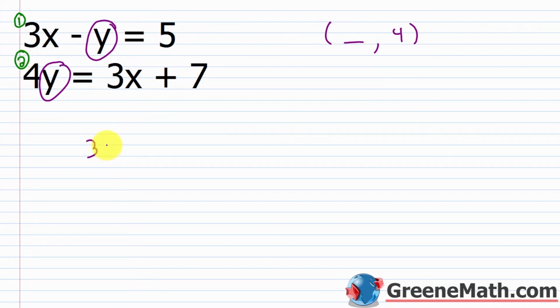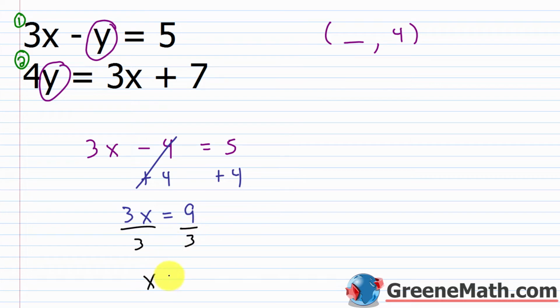We have 3 times x minus, plug in a 4 for y, and this equals 5. So all I need to do is add 4 to each side of the equation. That's going to cancel. I'll have 3x is equal to, 5 plus 4 is 9. Let's go ahead and divide both sides of the equation by 3. And I'll get x is equal to 3. So as my ordered pair goes, it would be 3 for the x value, comma 4 for the y value.